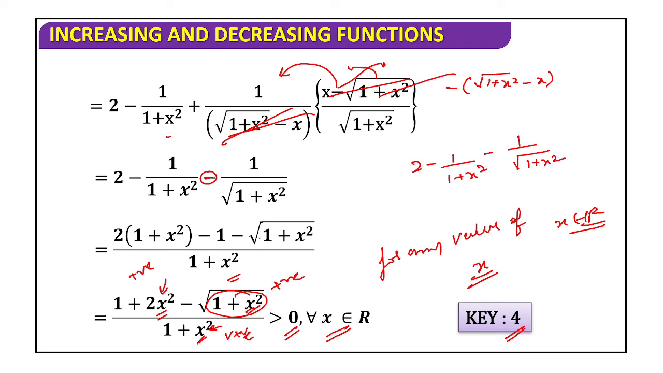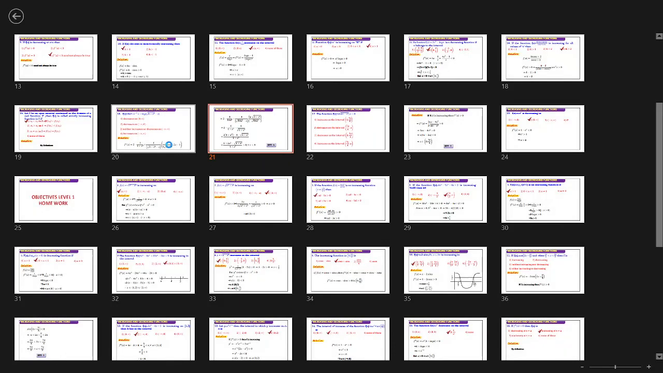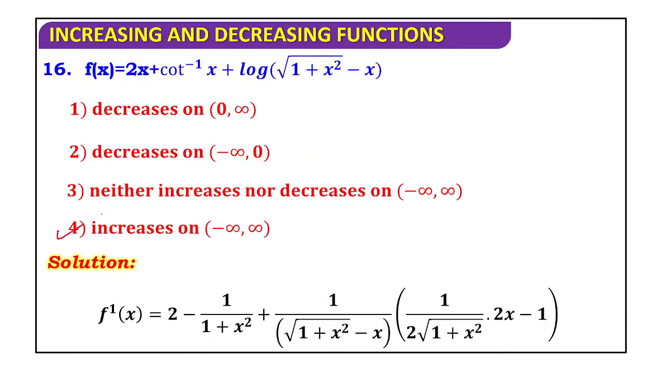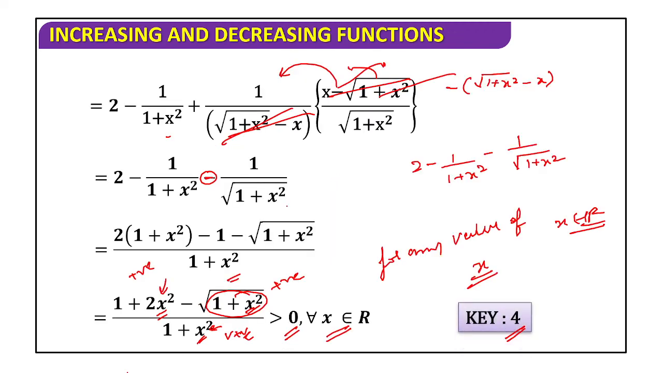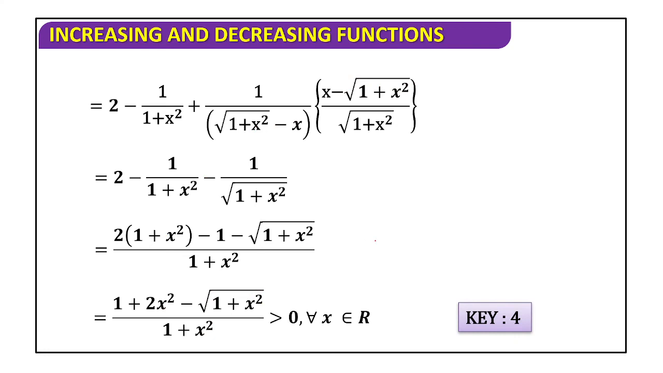So quickly you can see once about your option 4. See, for all real numbers it is increasing. Clear? But you must be very careful regarding the differentiation and the techniques you use to simplify your equation. Okay. So now from this we understand that option 4 is going to be the correct answer.